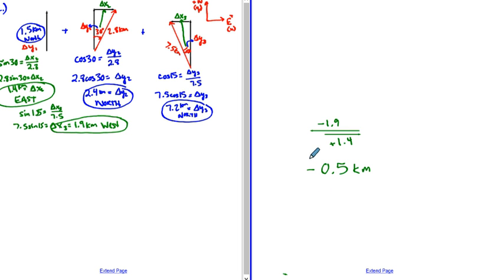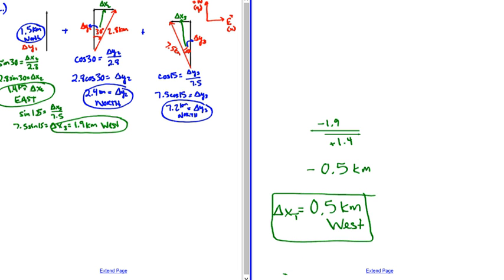Okay? In physics, that negative sign is not telling us something negative. It's saying that we said the positive direction was east, so a negative number represents 0.5 kilometers west. And that is the total displacement in the x direction.